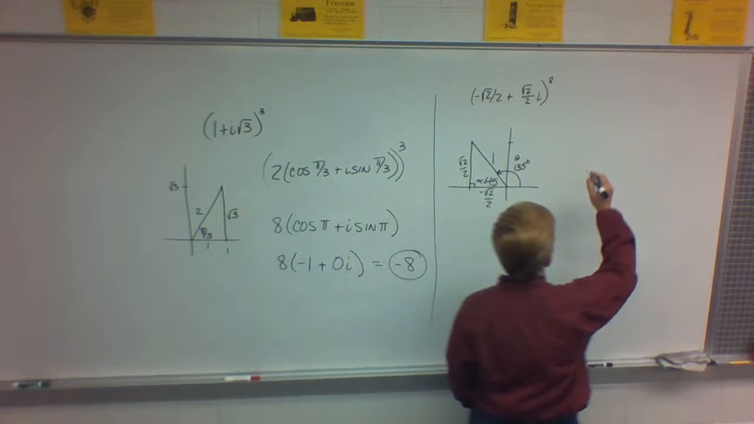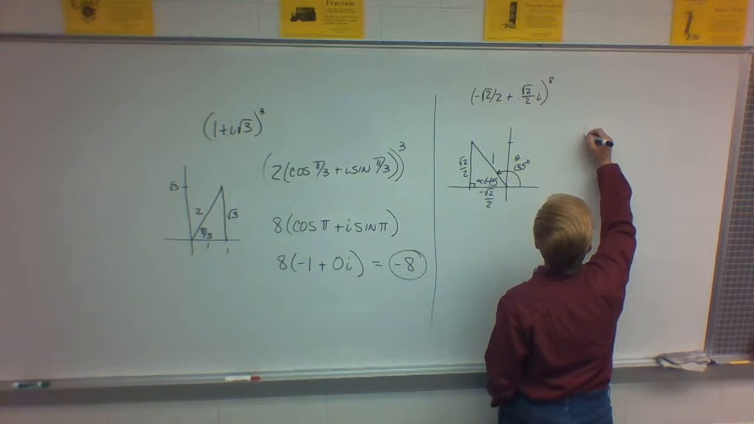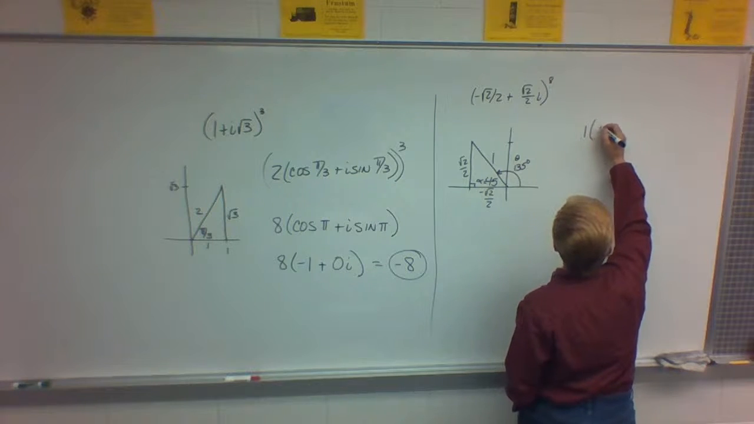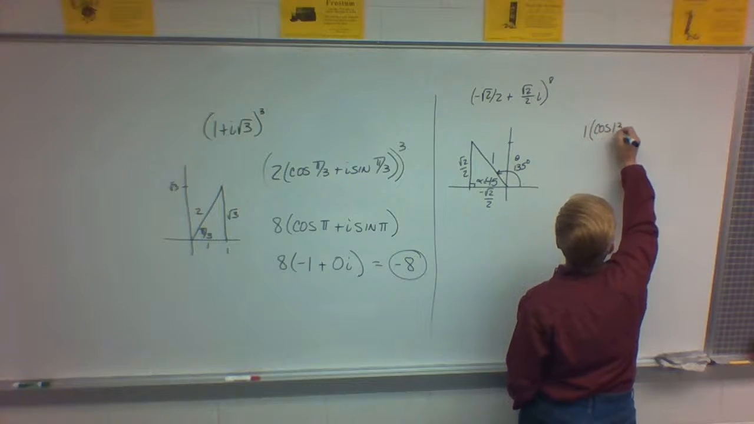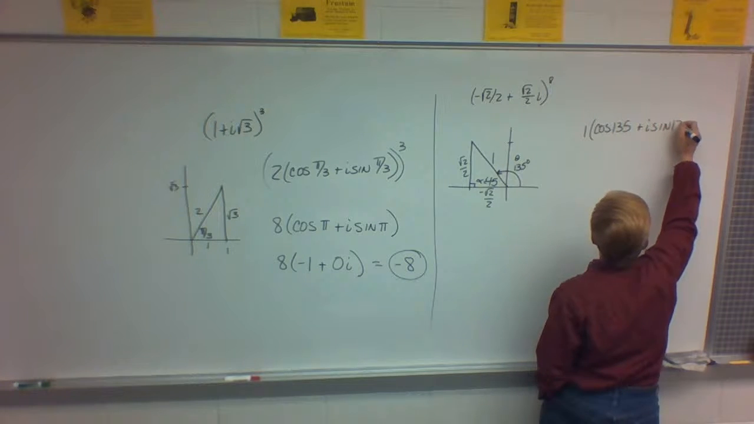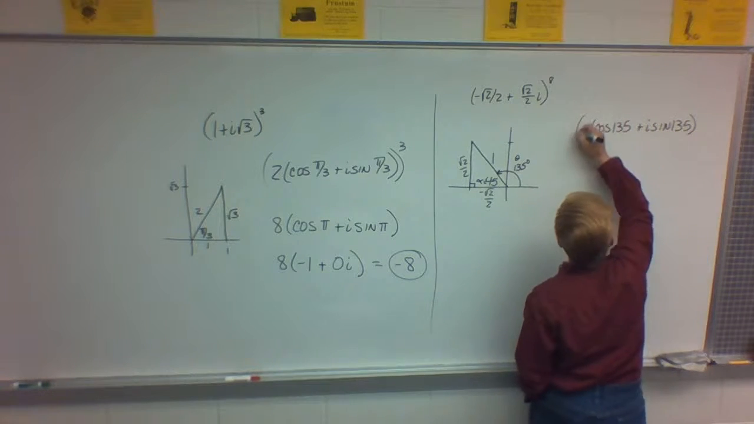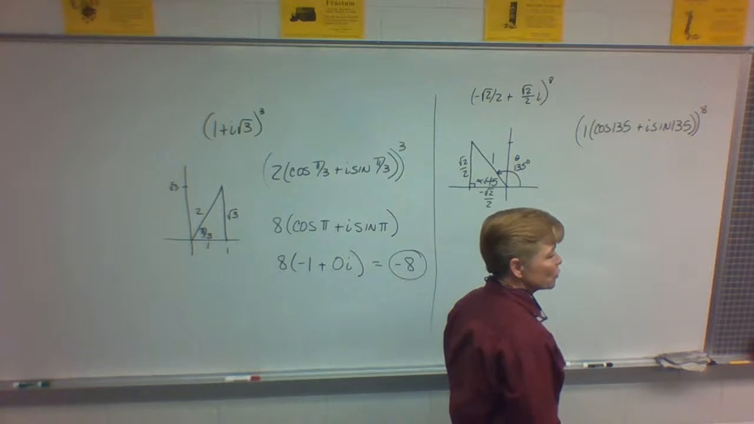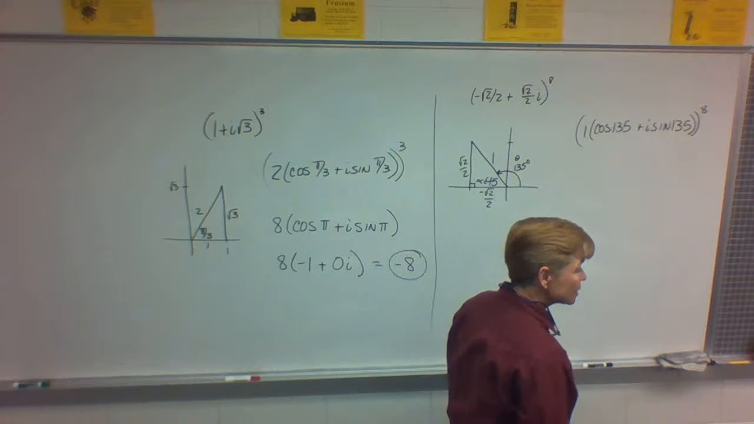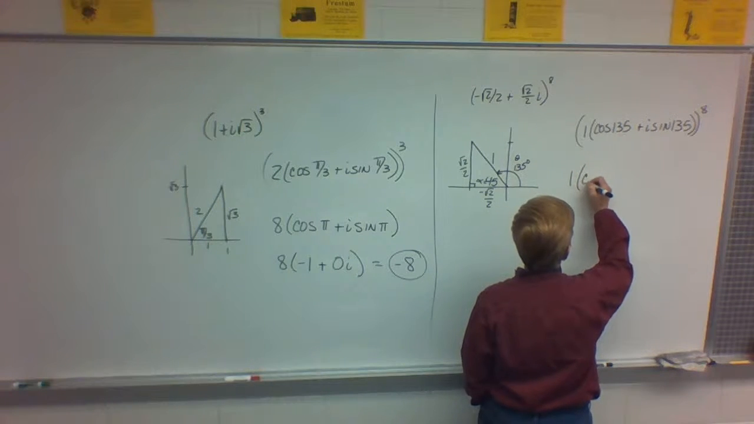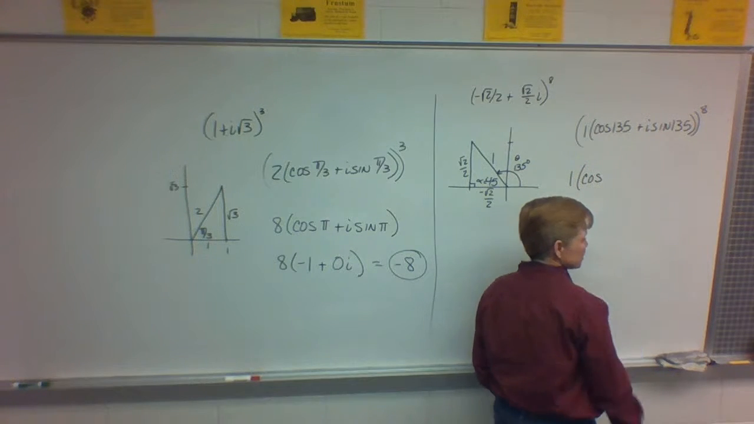Here we go. Using de Moivre's theorem, I'm going to leave the 1 there just to keep track of everything. It'll be 1 times the quantity cosine 135 plus i sine 135, to the 8th. Using de Moivre's theorem means that we take the radius to the 8th power, which is 1. And then it'll be the cosine of, what's 8 times 135?